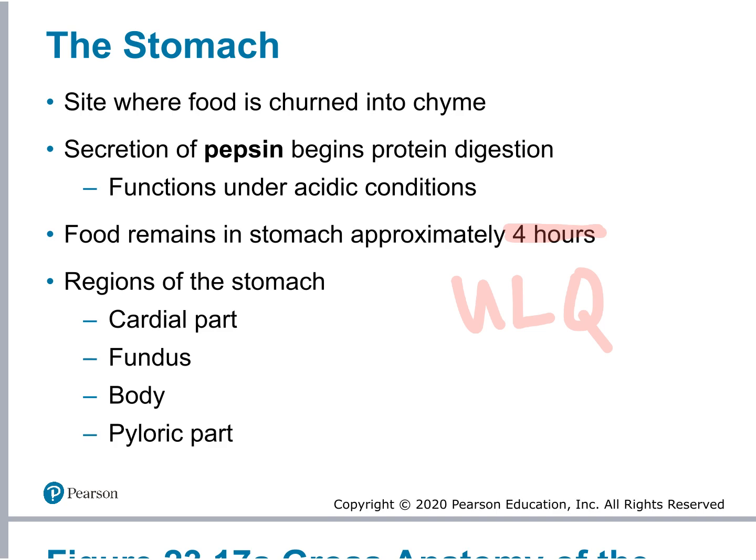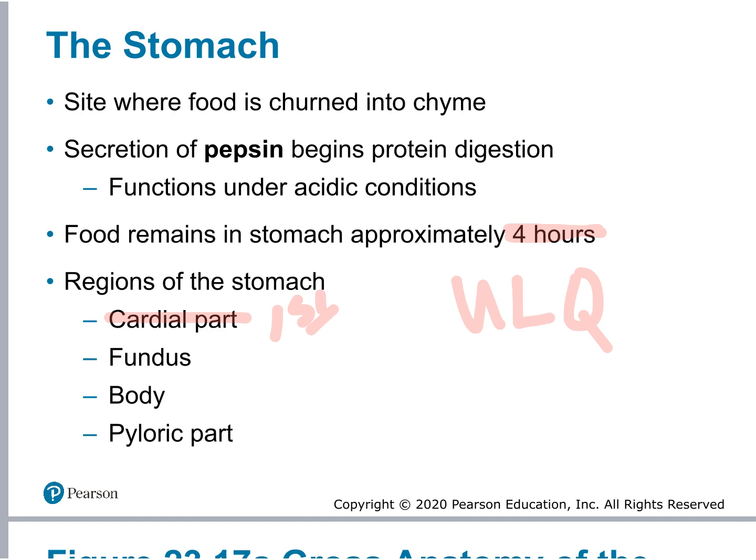There are 4 regions to the stomach. We have the cardiac region. They said cardial. This is the first time I've ever seen it like that. Usually it's the cardiac region. The cardiac region has a valve associated with it, and that is the cardiac valve. That's why it's called the cardiac valve. This is the first place that food is going to hit, the cardiac region of the stomach.